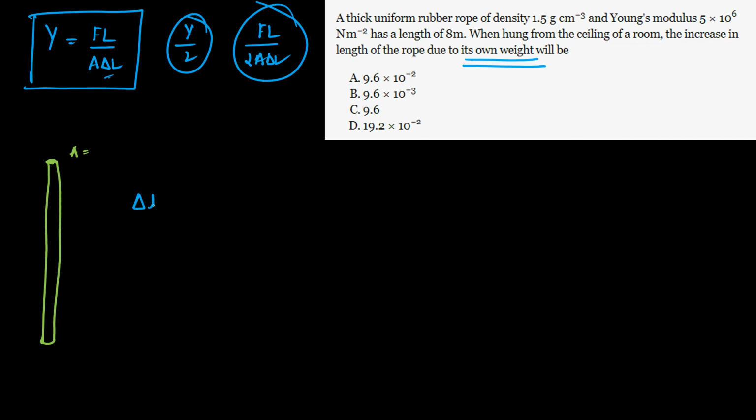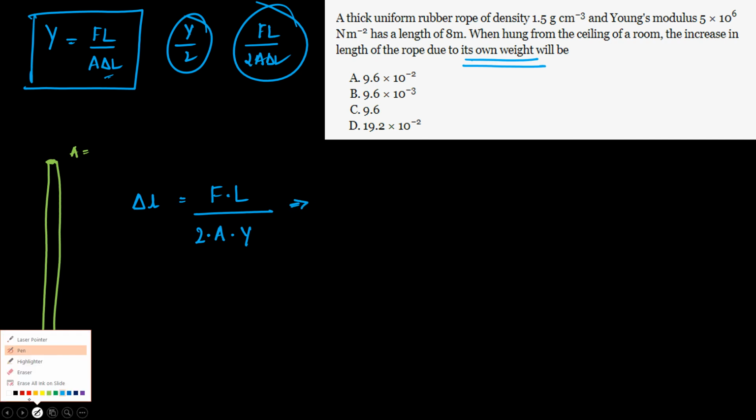So let me write down delta L, which is going to be equal to F multiplied by the original length, divided by 2 multiplied by A multiplied by Y, right? Now, the area is not given to you, but somehow I can write down the area. How can I write area as?